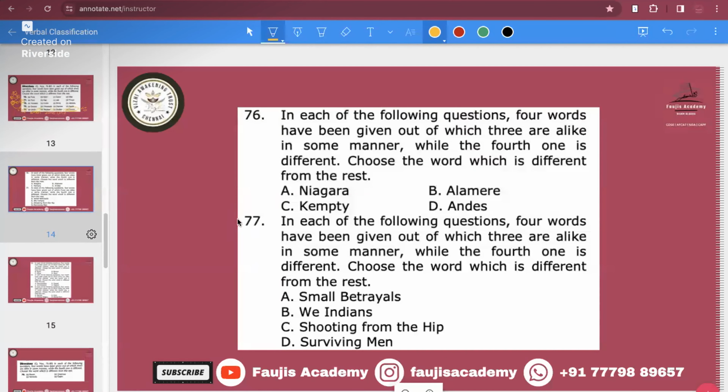These are good ones. Have you ever heard of Kempty Falls? No, sir, only Niagara. Yes, guys, option D, sir, that's correct. Where is Kempty Falls? That's in Mussoorie. Pardon my spelling.